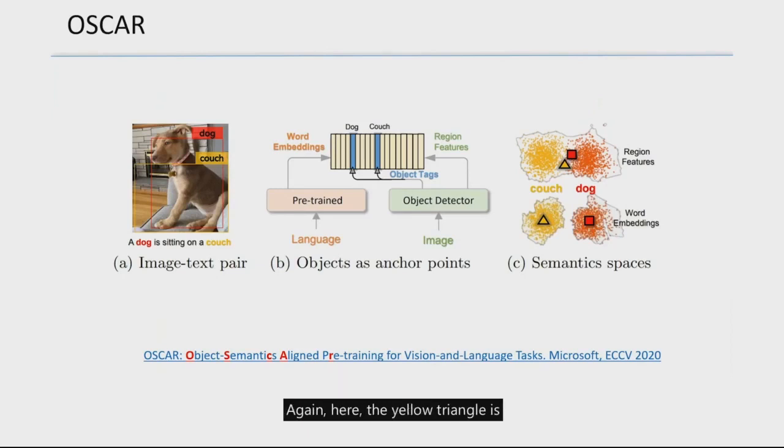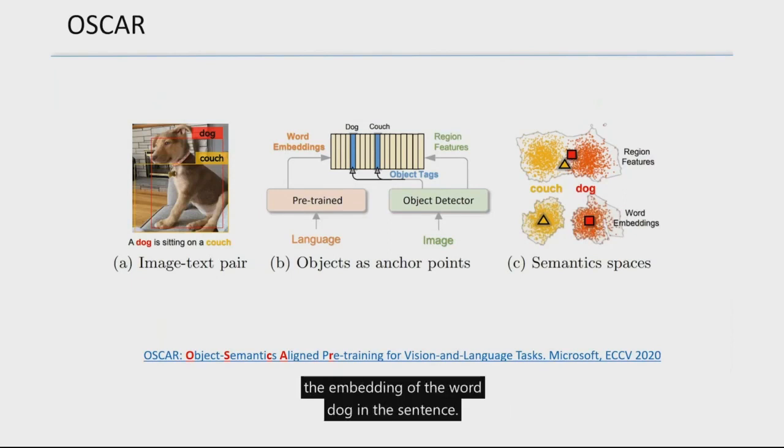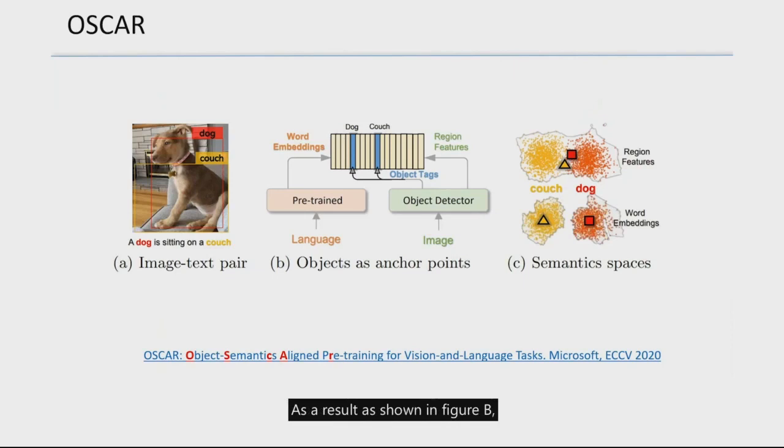Again, here the yellow triangle is the embedding of the word couch in the sentence, and the red square is the embedding of the word dog in the sentence. So here we can see that the word semantic space is more representative than the image region feature space for these objects. As a result, as shown in figure B, when we try to learn the alignment between visual and text inputs, the object text can be used as anchor points to ease the learning of alignment.